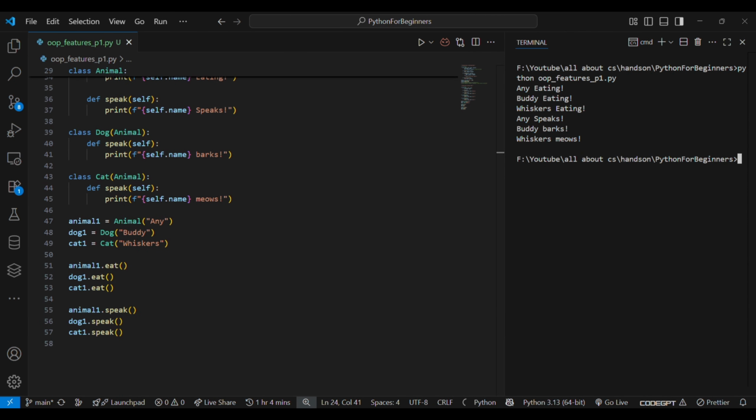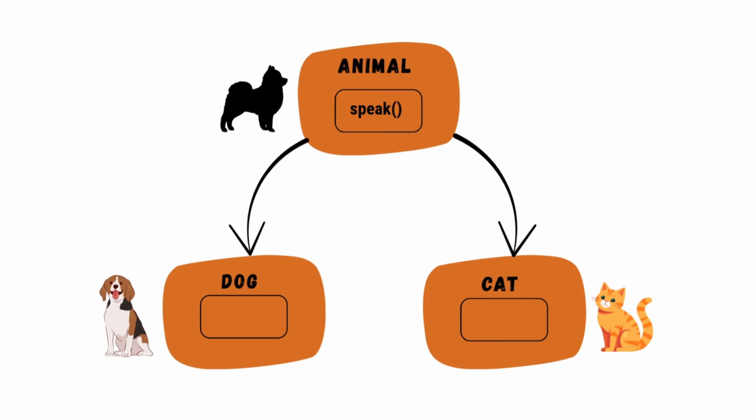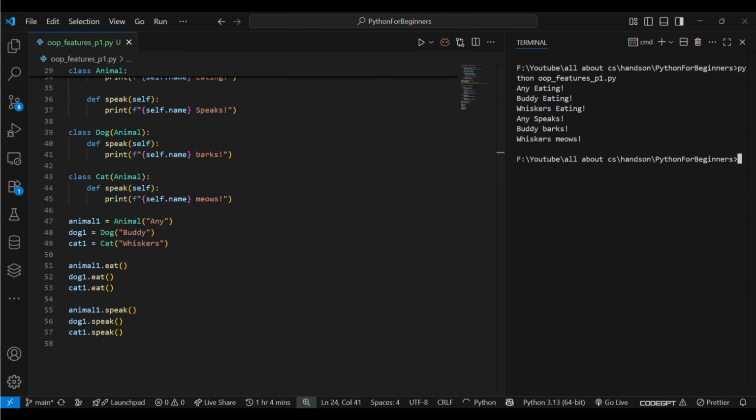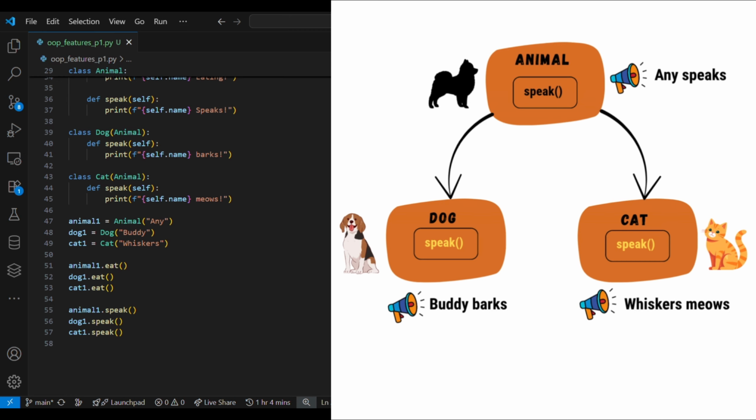Now here is a bonus point. Here another concept of object-oriented programming is taking place, which is method overriding. Here we know that the dog and the cat class is already getting the speak method from the animal class, but we are redefining it in dog and cat class. This way of redefining the same method in child class is called method overriding. Here the advantage is we can redefine the method with their own specification. For example, here the speak method of the animal object says Any speaks, but for the dog it says Buddy barks, and for the cat it says Whiskers meows.